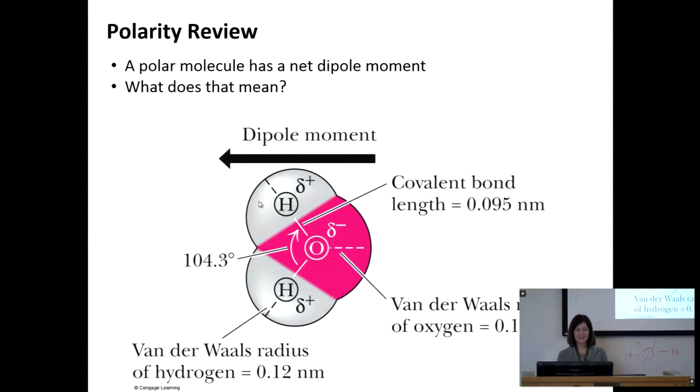All right, so here what we have is a dipole moment going from hydrogen to oxygen, another one here, and they add together to go this way. So the head of the arrow is pointing to the oxygen. I don't care about these van der Waals radii and these bond lengths. I am never going to ask you about bond length.